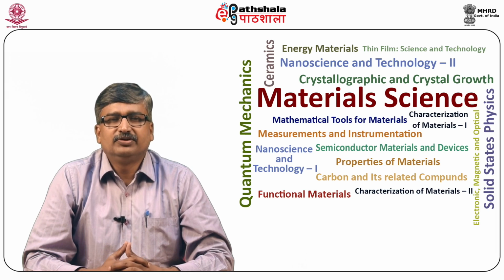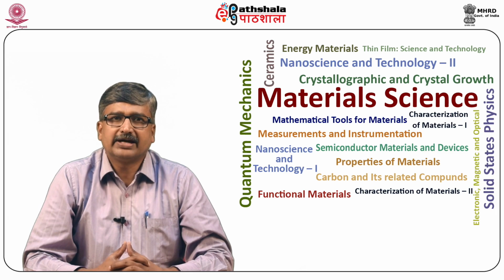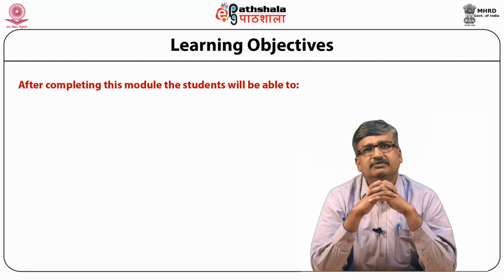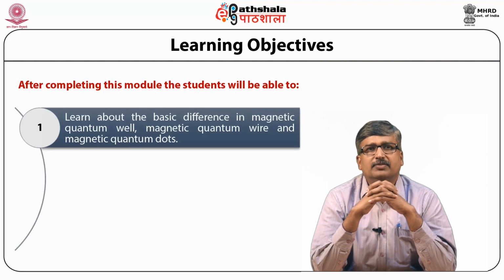Today we are going to discuss the module Magnetic Quantum Well and Magnetic Quantum Dot under the paper Nanoscience and Technology 2. After completing this module, the student will be able to learn about the basic differences in magnetic quantum well, quantum wire and quantum dot.